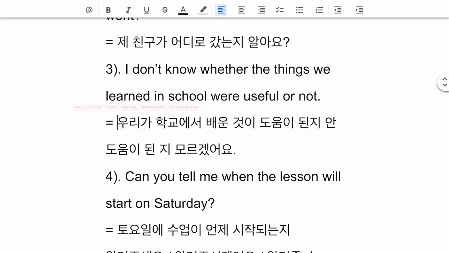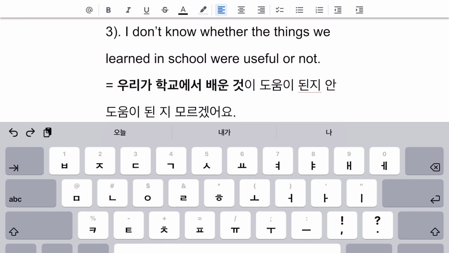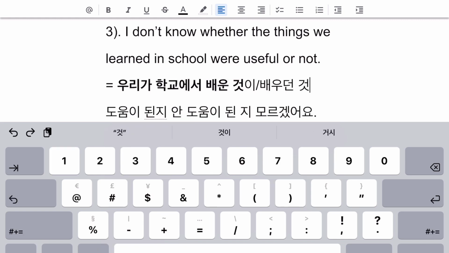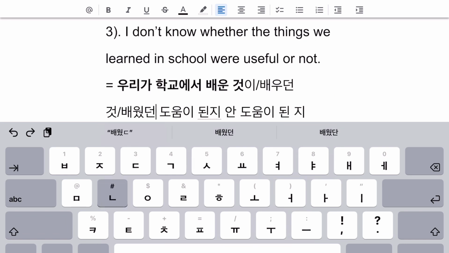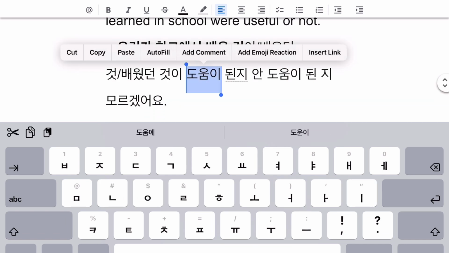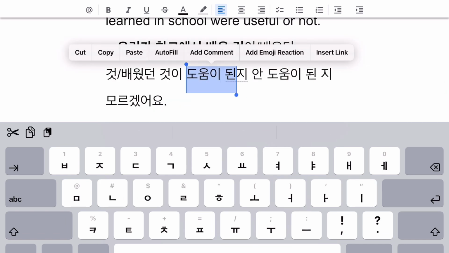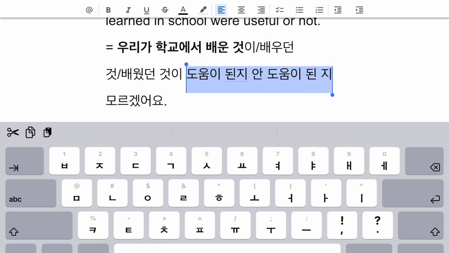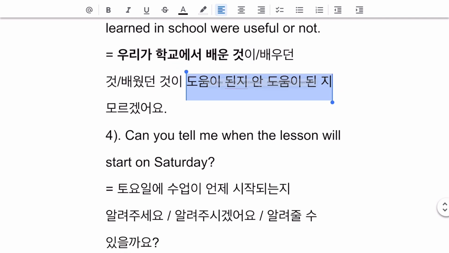Okay, now this one, we have a long subject. The things we learned in school, this could have also been, if you wanted to use 던, 배우던 것, or 배웠던, use that. And then we have 도움이, we use 도움이 됐다 to be helpful, to be useful. And then we just doubled up on it there for that meaning or not to get in there.